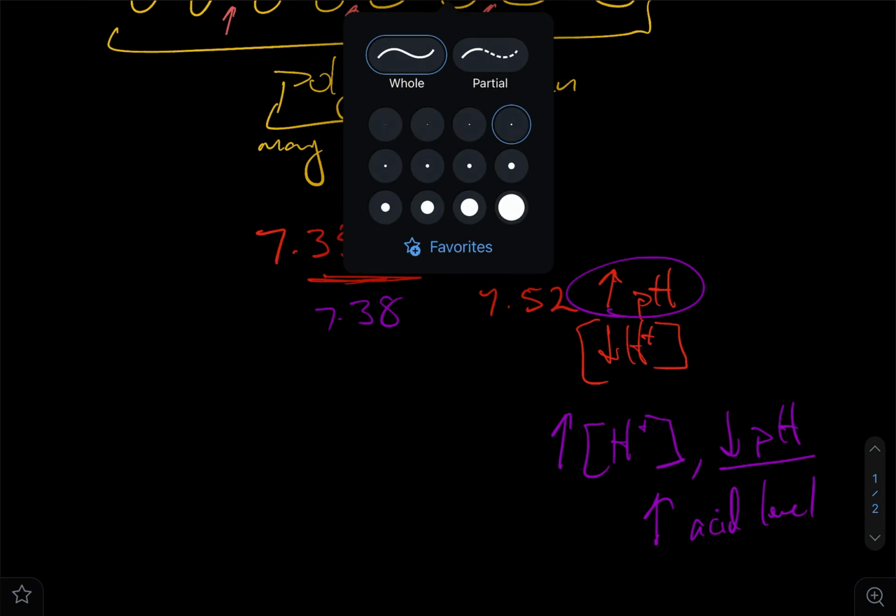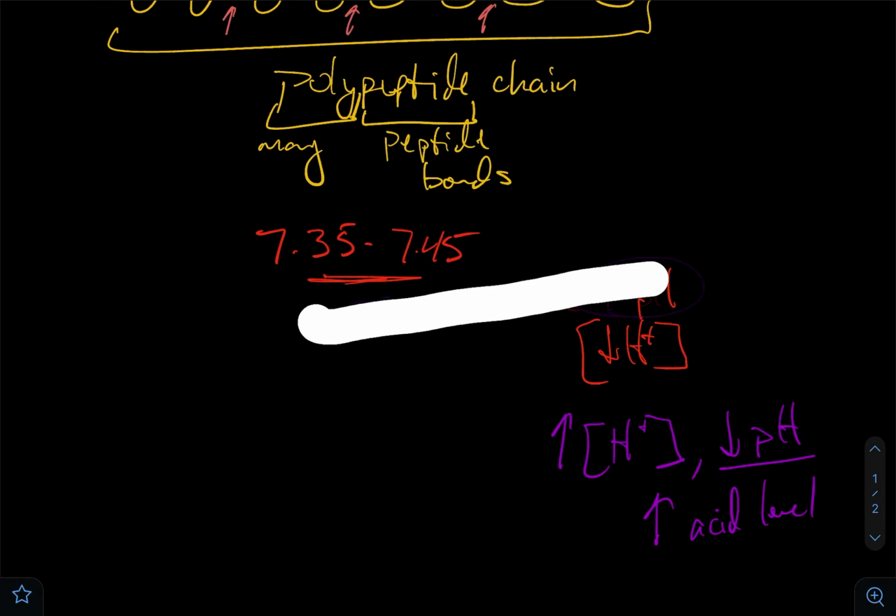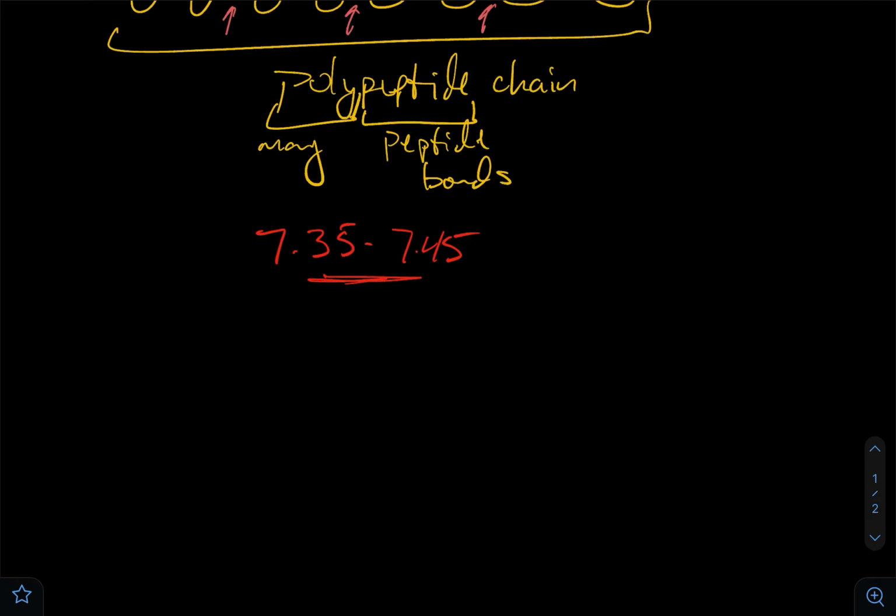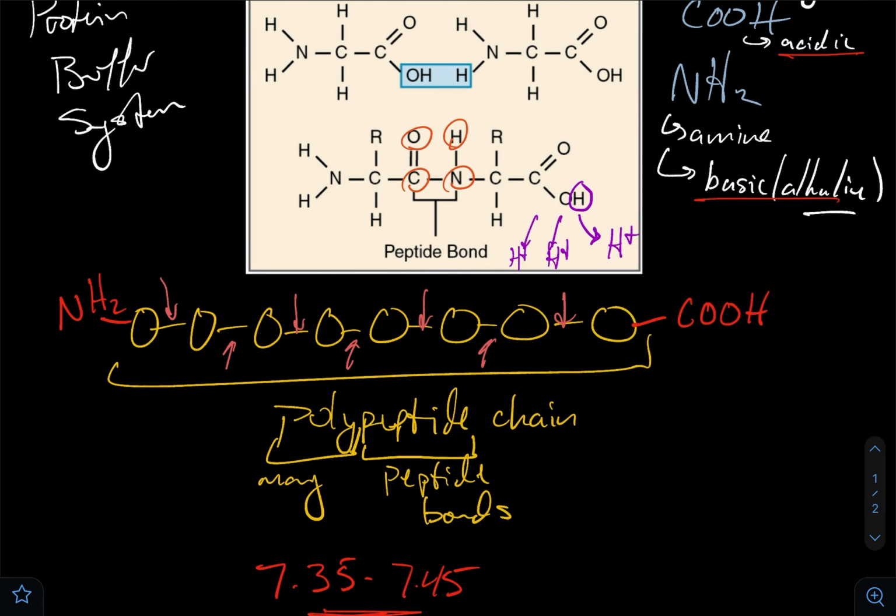So now let's say this happens, but the opposite thing happens. So let me erase all this. Say now we're at a pH of 7.27, okay? So now we're too acidic. So that means we have too many hydrogen ions. So let's go back over here and say we have too many. So we have lots and lots of hydrogen ions free floating in solution that is causing our pH to drop and our acid level to increase.